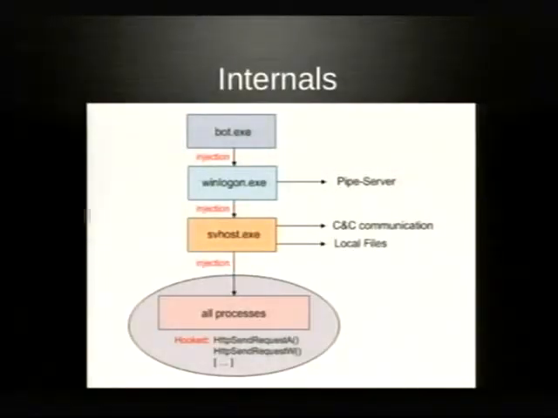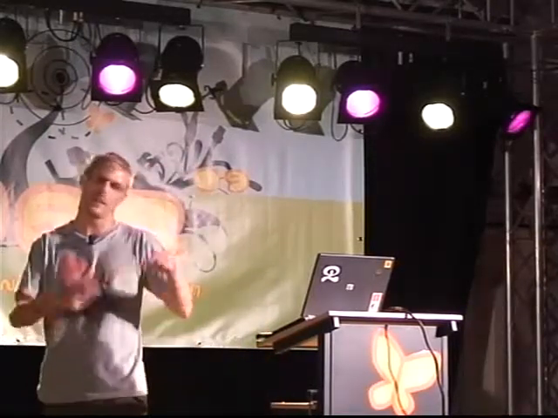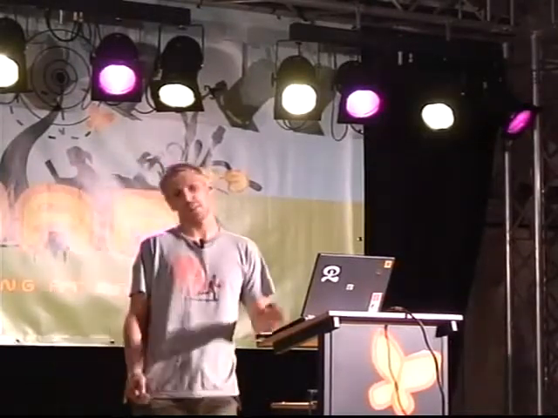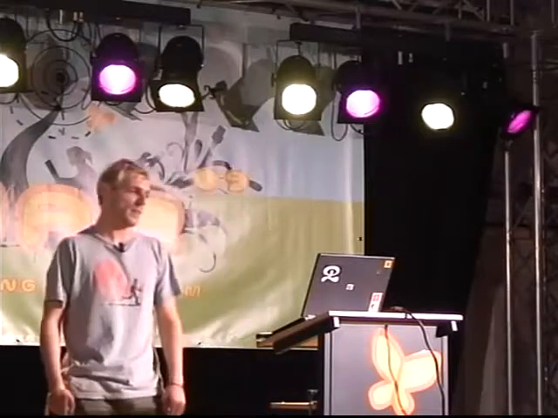Okay, the internals. Basically, at the end, you end up with a system where there's no process really running from the ZeuS Trojan, but you only have injected processes. So if you reboot and the Trojan gets executed, the first thing it does is inject a thread into winlogon.exe, where a pipe server is started. The pipe server is used for internal communication of the bot. Because it injects into different processes, it also uses this pipe server for inter-process communication.